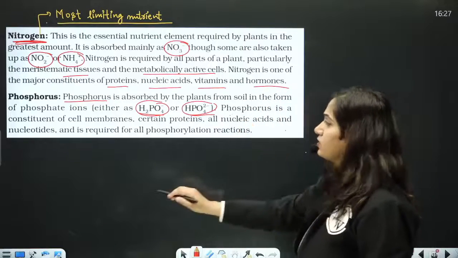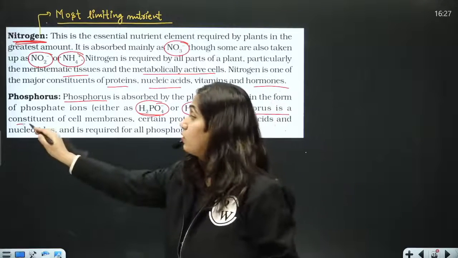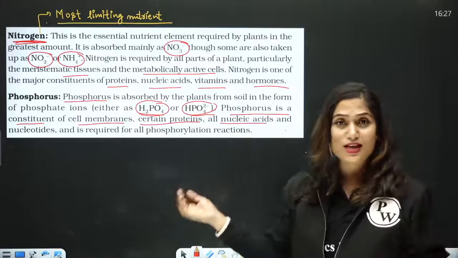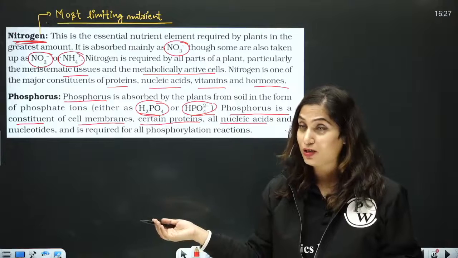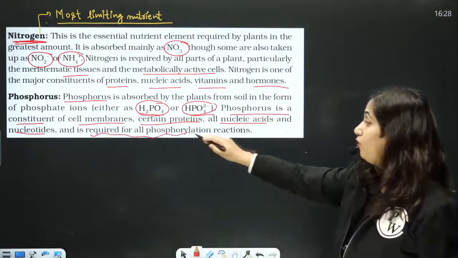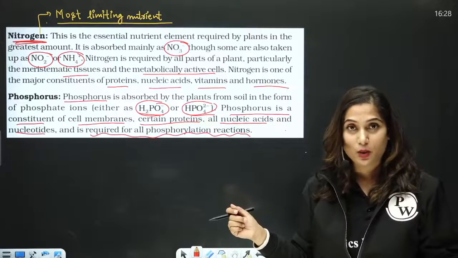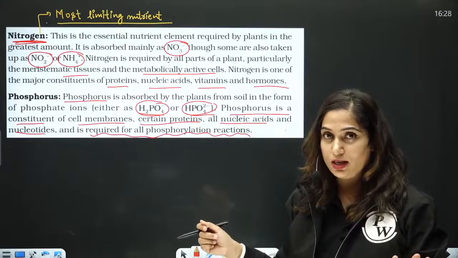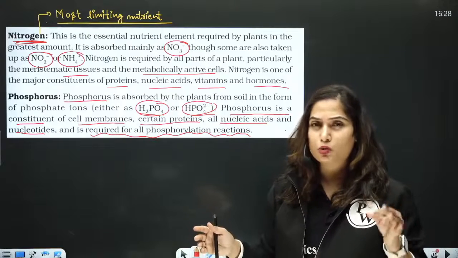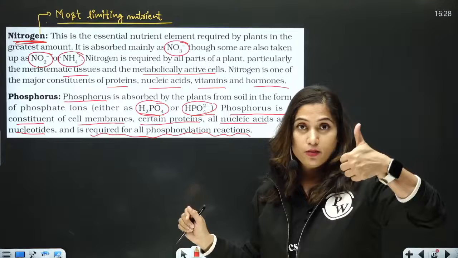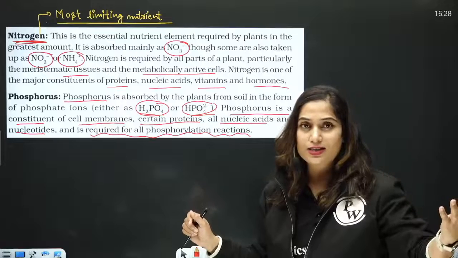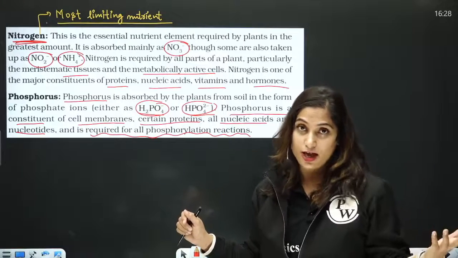So phosphorus is a constituent of cell membrane. It's a constituent of certain proteins also. Yes, it is found in nucleic acids also, DNA and RNA, in the form of phosphate group. And it is found in nucleotides, and is required for all phosphorylation reactions. Okay? You have learned the roles with me, I hope. Nitrogen, found everywhere, is a structural component and the most limiting nutrient. Phosphorus: functioning of plasma membrane; it is a constituent of some proteins, nucleic acids, nucleotides, and it is important for phosphorylation reactions.